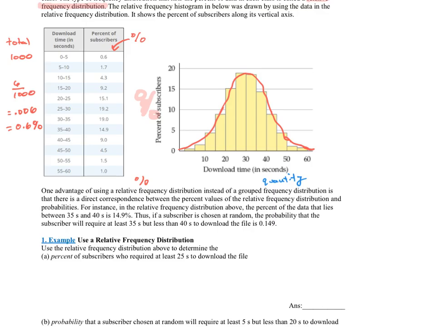It says, for instance, in the relative frequency distribution above, the percent of data that lies between 35 seconds and 45 seconds is 14.9%. So it says, thus, if a subscriber is chosen at random, the probability that the subscriber will require at least 35 seconds, but less than 40 seconds to download, is 0.149. Again, you could write it as a decimal, a fraction, or as a percentage when you're talking about probabilities. Here they chose to write it as a decimal.